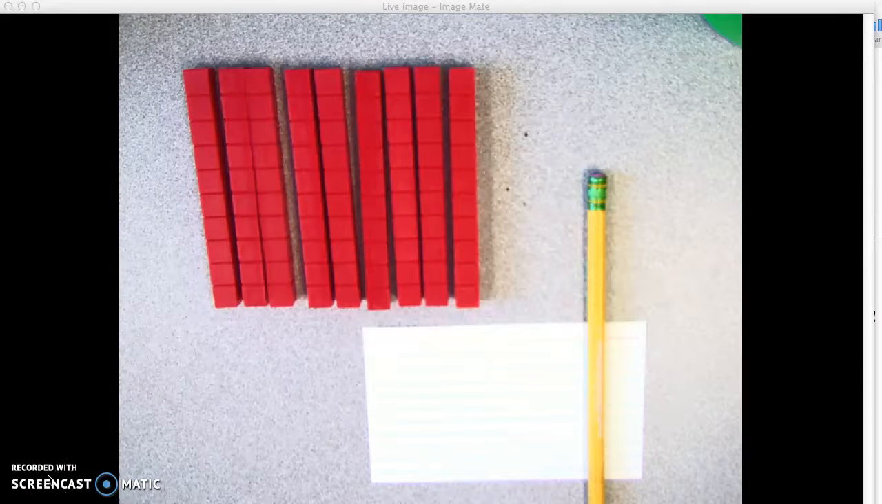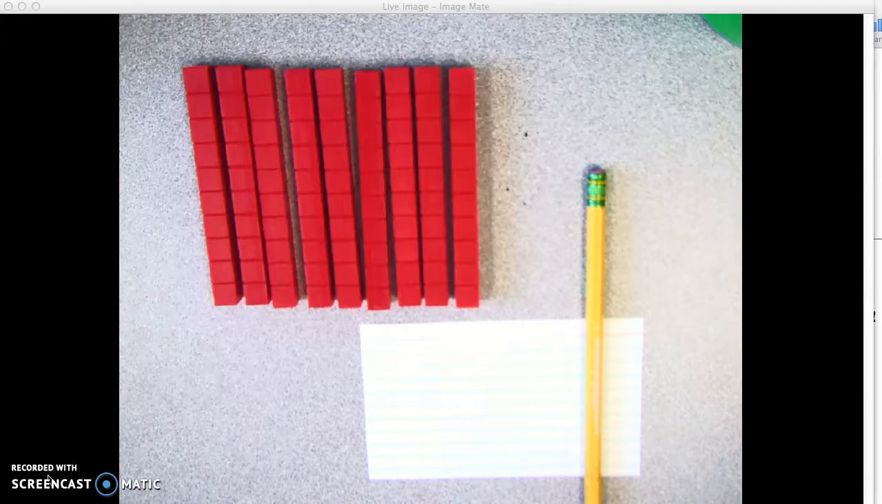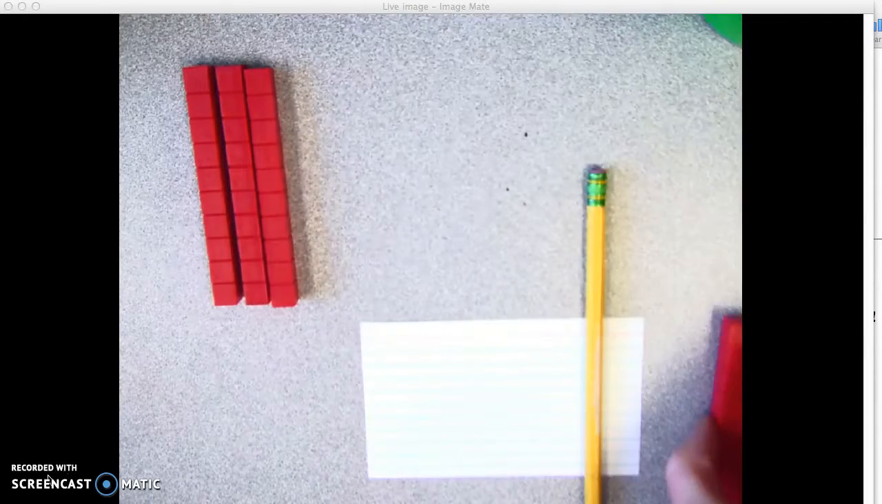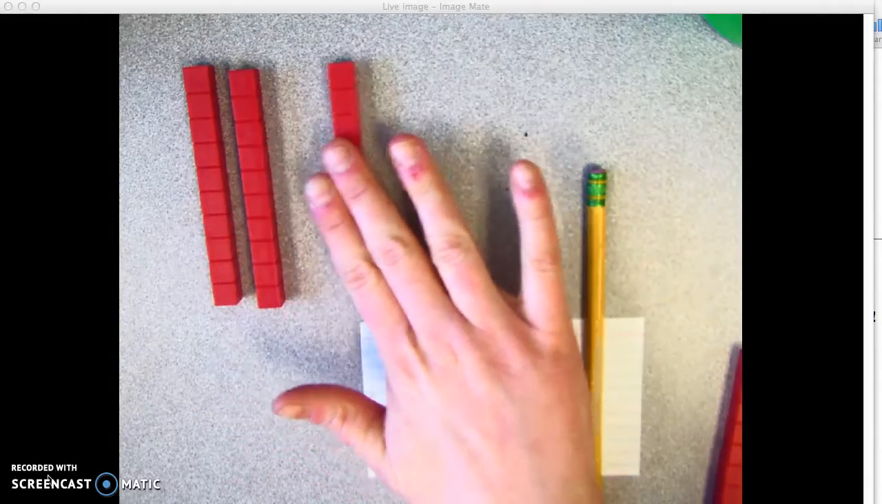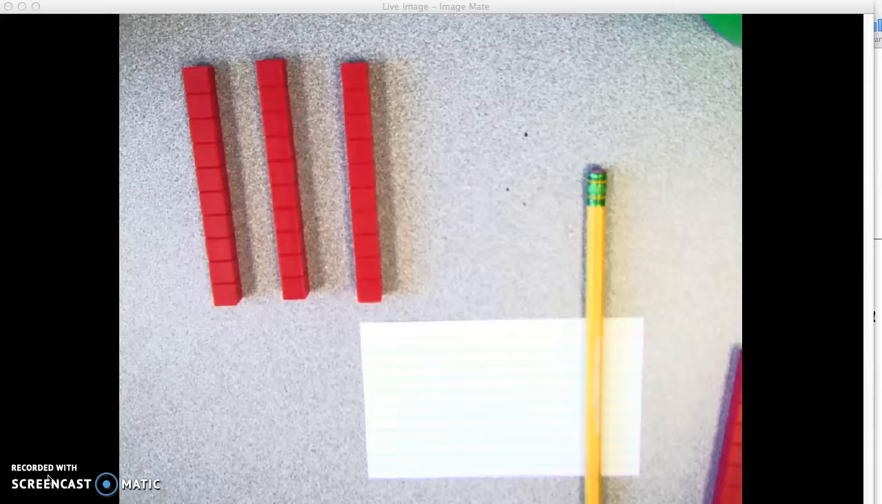Hi, you guys. In front of you, you should have some base 10 blocks, some scrap paper, and a pencil to be able to do this activity. With your base 10 blocks, I would like for you to model 30 units using the base 10 blocks. You should have something that looks like this: 10, 20, 30. I count by tens to get to 30.